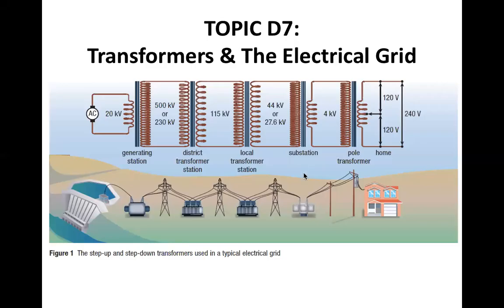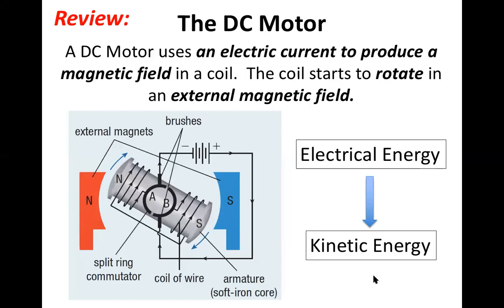Class, this video is on topic D9, transformers and the electrical grid. And we're going to talk about how electricity, or electrical energy, could get from a power plant, such as a hydroelectric power plant, to your home.